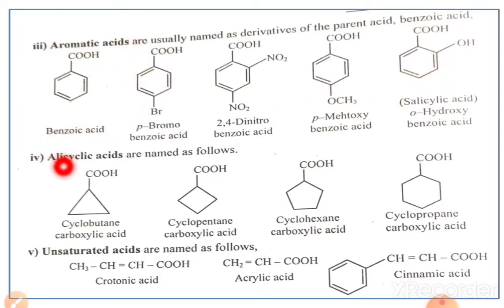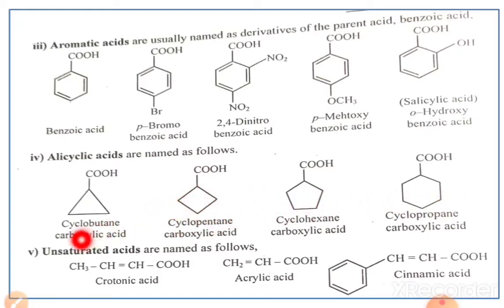Okay, now next, alicyclic acids are named as cyclobutane. Here 1, 2, 3, 4, 4 carbon, therefore cyclobutane carboxylic acid. Now here 1, 2, 3, 4, 5, 5 carbon, therefore cyclopentane carboxylic acid. In this way also the remaining two.